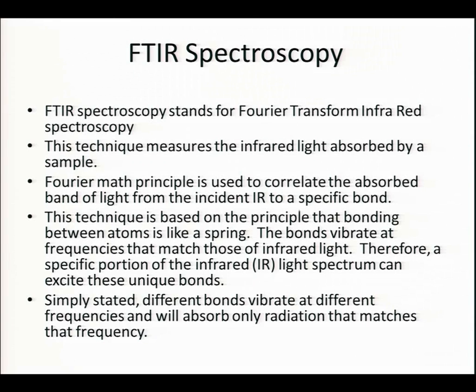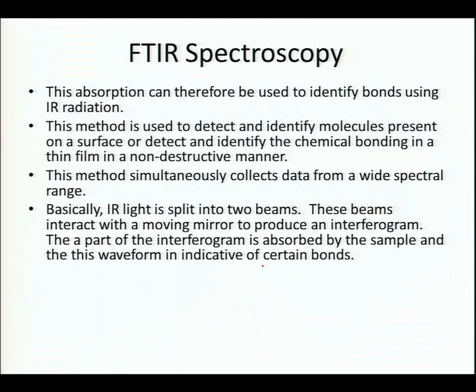These bonds vibrate at frequencies that match those of the infrared light. Therefore, a specific portion of the infrared light spectrum can excite these unique bonds. Simply stated, different bonds vibrate at different frequencies and will absorb only radiation that matches that specific frequency. This absorption can therefore be used to identify bonds using IR radiation. This method is used to detect and identify molecules present on a surface or detect and identify the chemical bonding in a thin film in a non-destructive manner. So this test is non-destructive compared to SIMS.